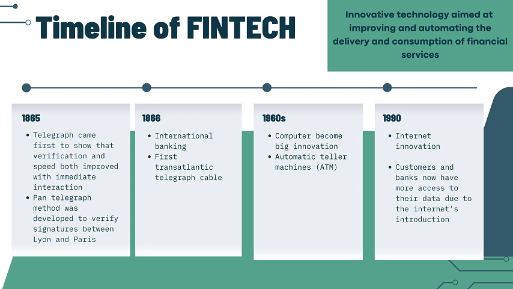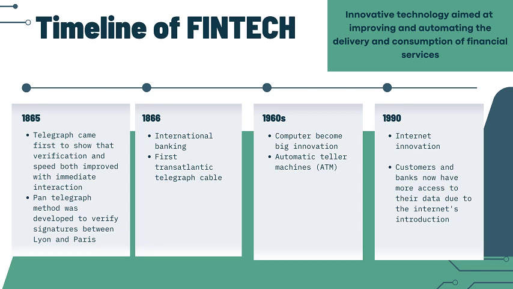Here is the timeline that shows the history of the development of FinTech. It started in 1865. Telegraph developed to show that verification and speed both improve with immediate interaction. Next, the pen telegraph method was developed to verify signatures between Lyon and Paris. Then in 1866, international banking was made possible with the first transatlantic telegraph cable. Until 1960, computers became the next big innovation, and their function is to keep records more easily with computer databases.